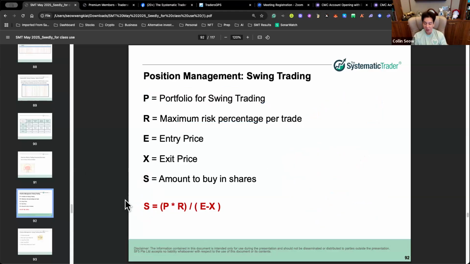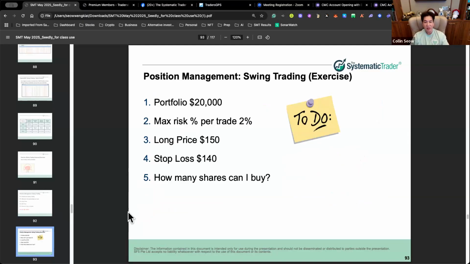If not, then let's do an exercise here. What is the number of shares that I can buy based on the portfolio over here? 20,000 portfolio, 2% risk, entry price $150, stop loss price $140. How many shares can I buy?